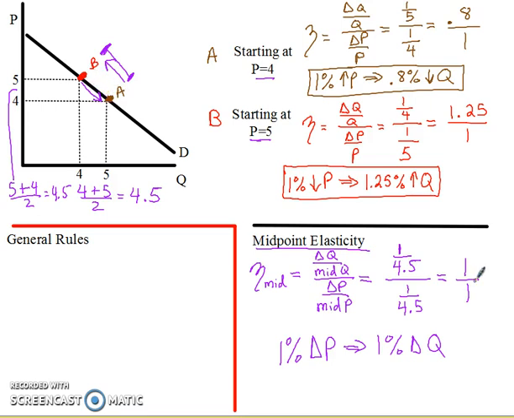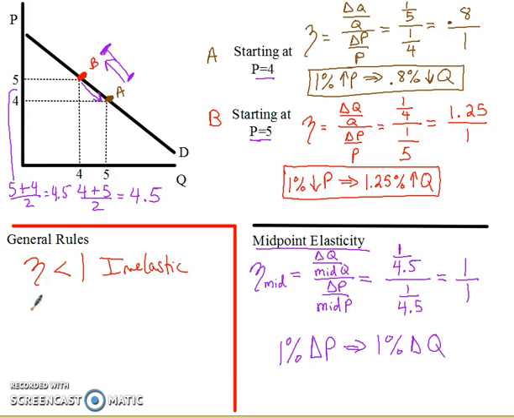All right, finally, let's finish this up. General rules. What are our general rules that we can say about all of this? Whenever the elasticity is less than 1, then we call that inelastic. So in our first attempt to calculate this, we got an inelastic number.